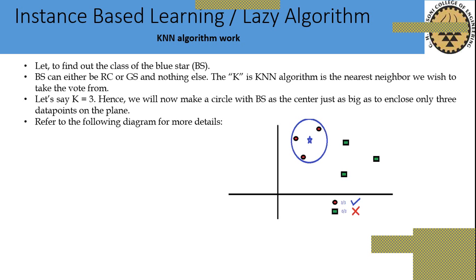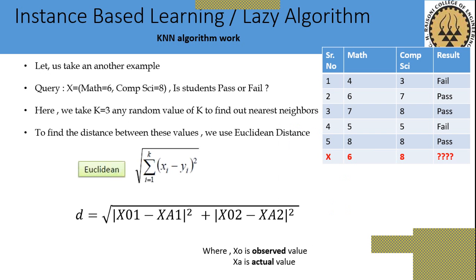So when we consider k equal to 3, you can find out the nearest neighbor elements to my query, to decide which class the blue star belongs to. All these 3 belong to the green class. So hence I take a decision, or I classify this blue star as a green square.